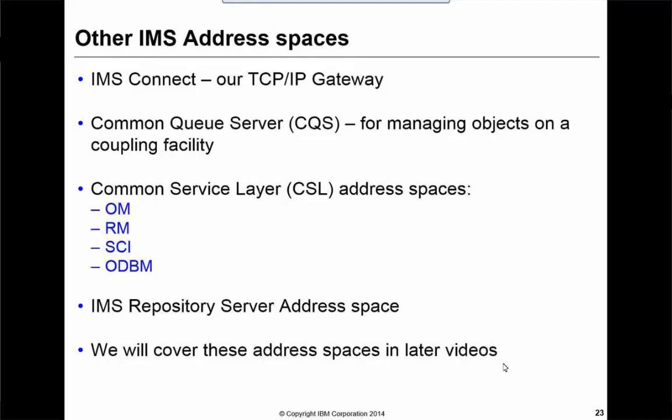We also have something called the Common Queue Server for managing objects on what's known as a coupling facility. We have what's called CSL address spaces, and there are various CSL address spaces. There's OM, RM, SCI, ODBM, and there's also something called IMS Repository Service address space, server address spaces. So we'll cover all these other optional address spaces in later videos of IMS.